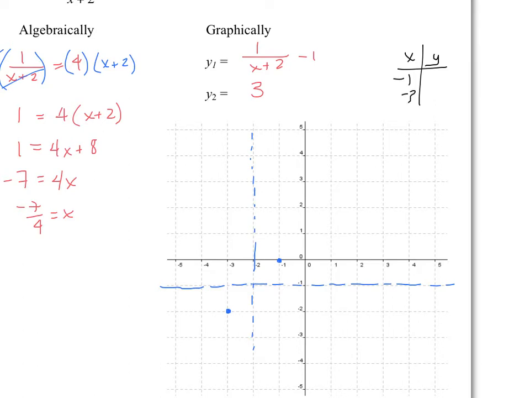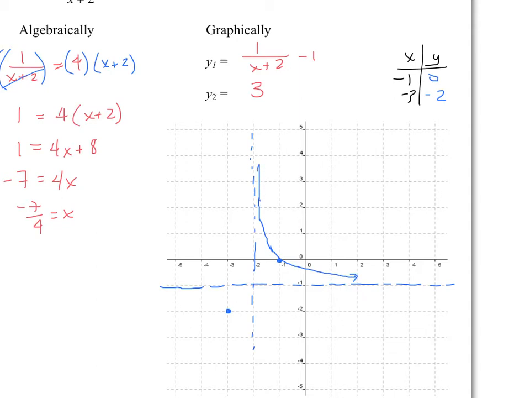Okay, and then you plug those in. You plug in negative 1, you're going to get 1 over 1 minus 1 is 0. And then you plug in negative 3, you're going to get negative 2. So again, you just plug them into your formula. Alright, so our graph will do something like this. See if we can sketch that properly.